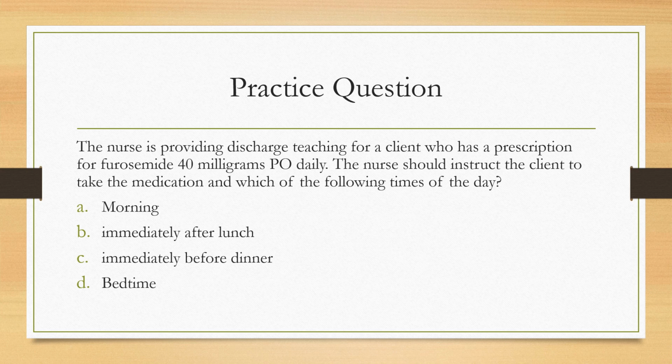The next question reads, a nurse is providing discharge teaching for a client who has a prescription for furosemide, 40 milligrams PO daily. The nurse should instruct the client to take this medication at which of the following times of the day? A, morning, B, immediately after lunch, C, immediately before dinner, and D, at bedtime. Now, when you go over these choices, I want you to think about the type of medicine that furosemide or Lasix is, okay? It is a diuretic. What does a diuretic do? What does it indicate? Okay? I'll give you a few seconds to answer the question, and then I will be back with the correct answer.